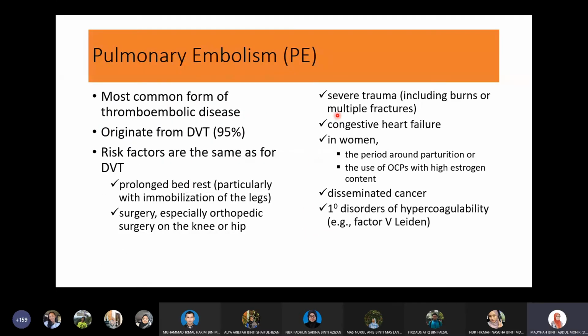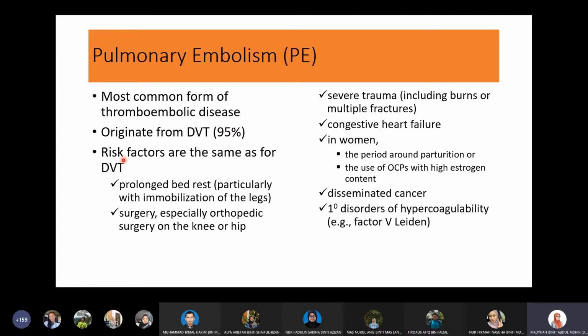Now I'll go to the next topic, pulmonary embolism. This is important. As I mentioned, it can be a complication of deep vein thrombosis. It is the most common form of thromboembolic disease, and 95% originates from deep vein thrombosis.